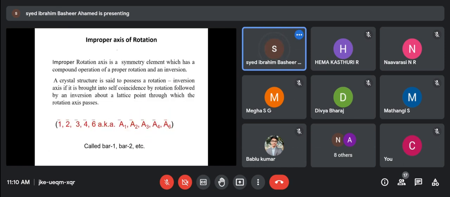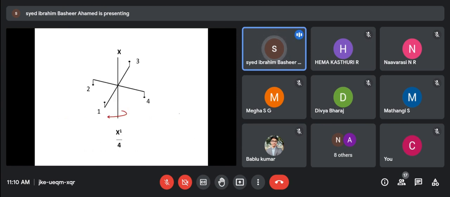Then the improper axis of rotation. I told you, you need to have two kinds of operation together: rotation followed by inversion. If any molecule has both operations together, then the molecule is said to have an improper axis of rotation.